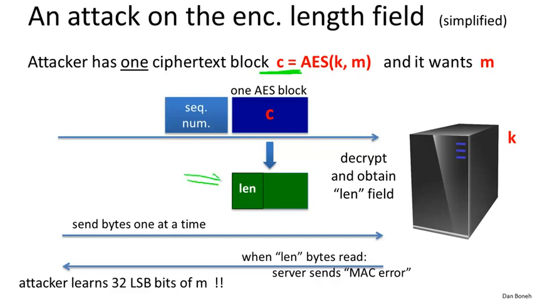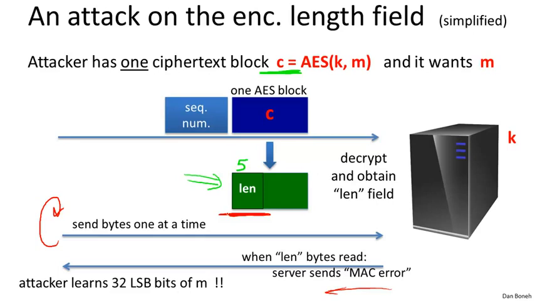The server is going to decrypt the challenge block C, and it's going to obtain the number 5 as the length field. Now the attacker is going to feed the server one byte at a time, and after the attacker feeds the server 5 bytes, the server says, hey, I've just recovered the entire packet, let me check the MAC. The MAC is likely to be false, and then it will send a bad MAC error. So after 5 bytes are read off the network, the attacker is going to see a bad MAC error, and then the attacker learns that the most significant 32 bits of the decrypted block are equal to the number 5. So he just learned the 32 most significant bits of C.